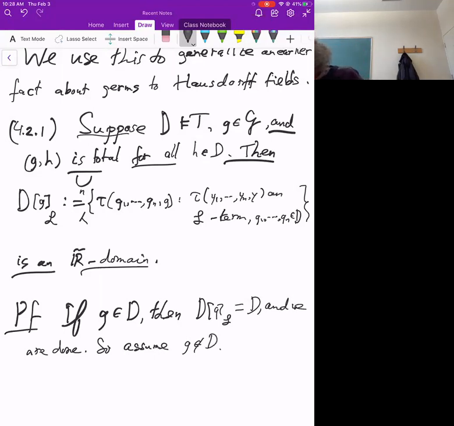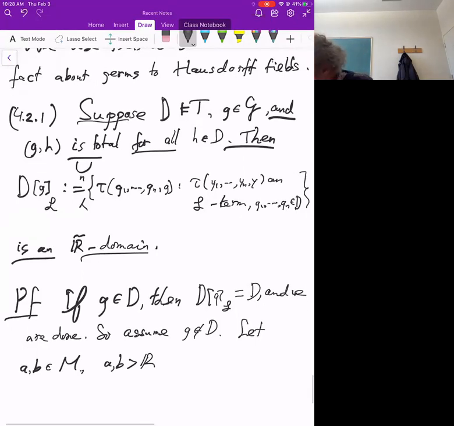Let a, b in M, a, b both bigger than R. The thing is, I have to show that a and b behave in the same way when I apply these iota a, iota b maps. a, b bigger than R in M. Then we have a commuting diagram.